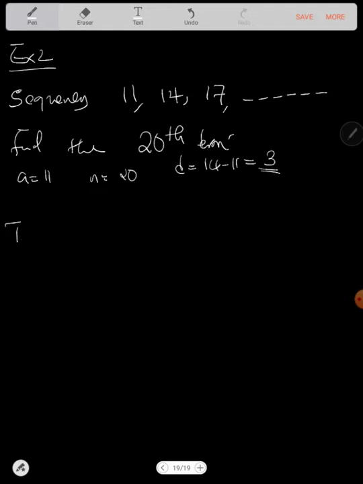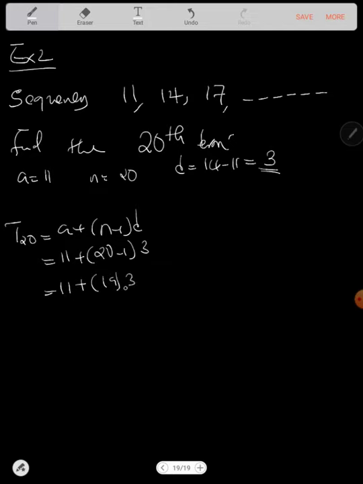So T20 is equal to A, which is 11, plus N minus 1, which is 20 minus 1, times D, which is 3. That would be 11 plus 19 times 3. Now I have to multiply 19 times 3. 9 times 3 is 27, and 10 times 3 is 30, so we have 57. So the 20th term we get is 11 plus 57, which is 68. That's how you can find the nth term.